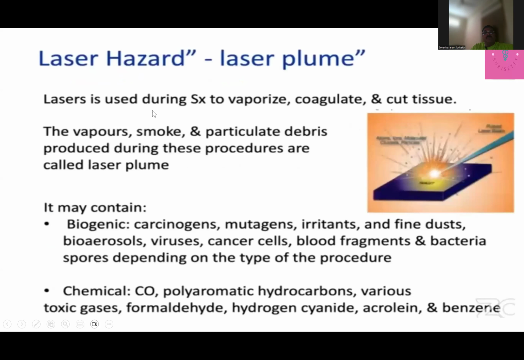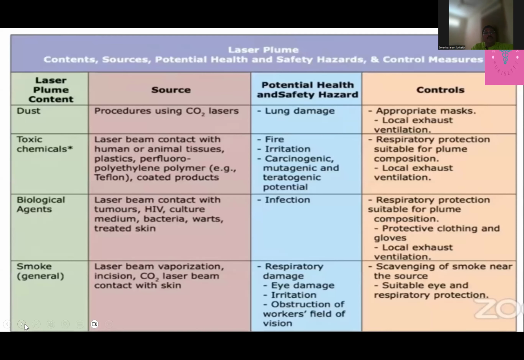Laser is used during treatment to vaporize, coagulate, and cut tissue. The vapors, smoke, and particulate debris produced during procedures are called laser plumes. These laser plumes may contain biogenic carcinogens, mutagens, irritants, fine dust, bioaerosols, viruses, cancer cells, blood fragments, and bacterial spores, depending upon the type of procedure. The chemical components may be carbon monoxide, polyaromatic hydrocarbons, various toxic gases, formaldehyde, hydrogen cyanide, acetylene, and benzene. These are all also present in the laser fumes.